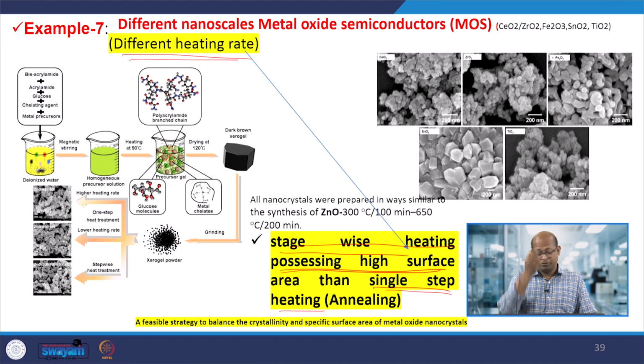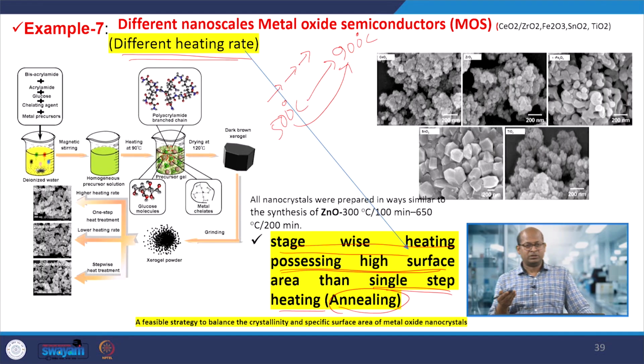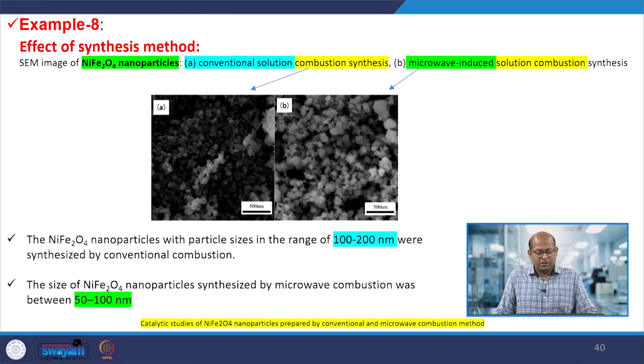Let's say we want to increase from 500 degrees centigrade to 900 degrees centigrade to prepare a material. If you go with a sudden jump, there is a possibility of agglomeration and annealing. If we go step by step, there is a chance to keep the surface area high, and we can maintain better properties, high surface area and porosity. That also affects the structure, and with the help of the SEM image we can easily distinguish.